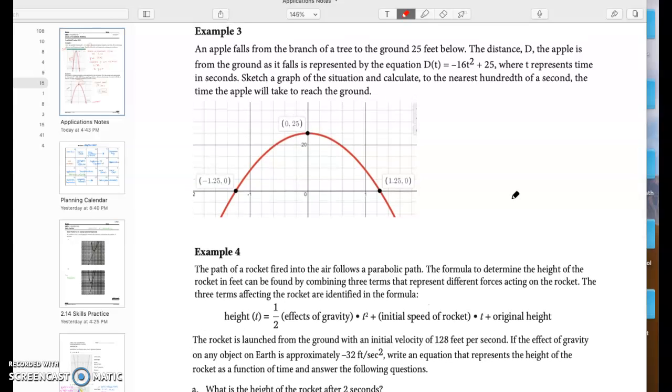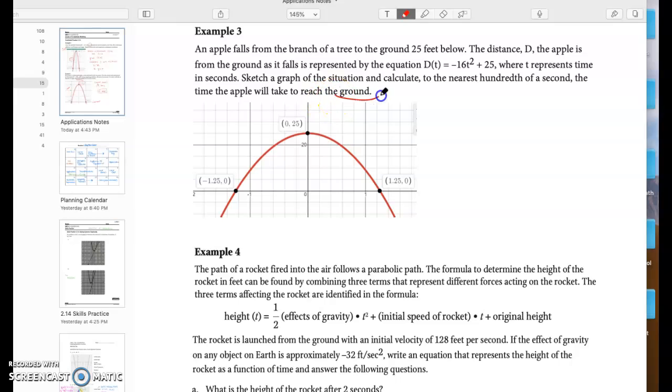In example 3, an apple falls from the branch of a tree to the ground 25 feet below. The distance the apple is from the ground as it falls is represented by the equation d of t is equal to negative 16t squared plus 25. When you get to physics, you'll see that type of equation a lot because that is our force of gravity, that negative 16 on Earth. So sketch a graph. So we have the graph from our graphing calculator, and calculate to the nearest hundredth of a second the time the apple will take to reach the ground.